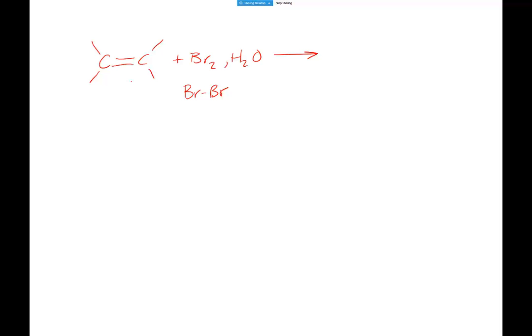And so I'm going to have the same starting mechanism. I'm going to have my double bond come in and attack one of the bromines, and then have the bromine-bromine bond break to form Br minus. And so I'm going to end up with the same bromonium ion intermediate that I had before, with the same delta positive charges on the carbons.